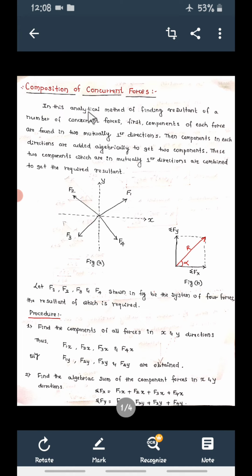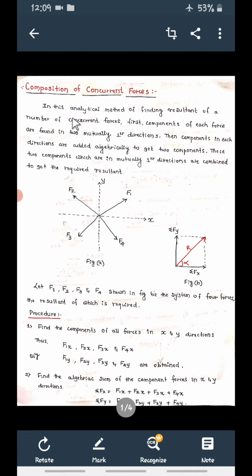That is composition of concurrent forces. Concurrent means if the lines of action of all the forces act at a single point, then it is called a concurrent force system. Composition means combining a number of forces and finding a single resultant force is called composition.